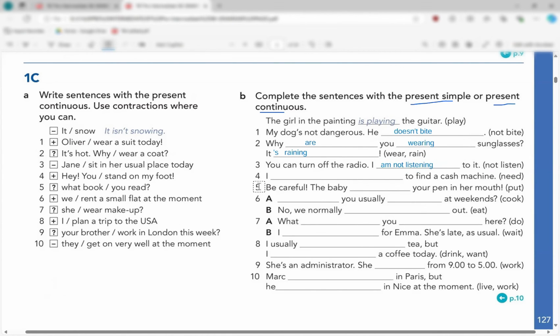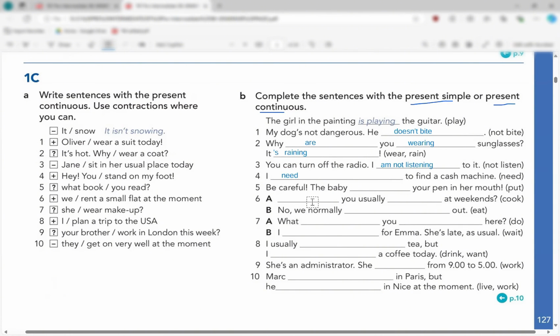Number four, you need to find a cash machine. Sorry, I need. So need is a state verb. Even though I'm talking about now, I can't use present continuous with need, like want, need, understand, like, love. They are state verbs, non-action verbs. So we're going to use only present simple with that. So I need to find.